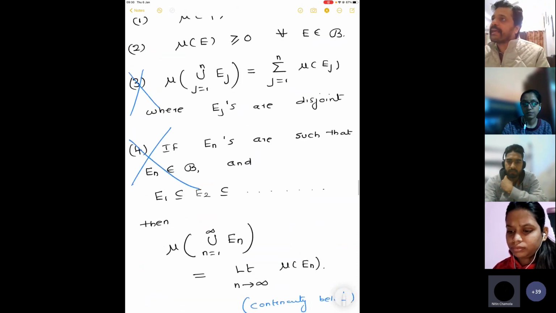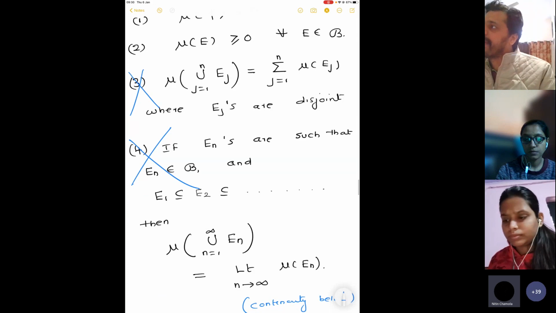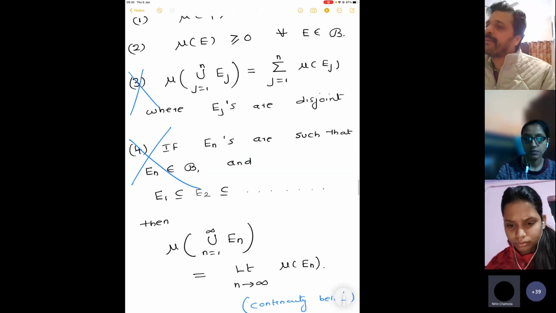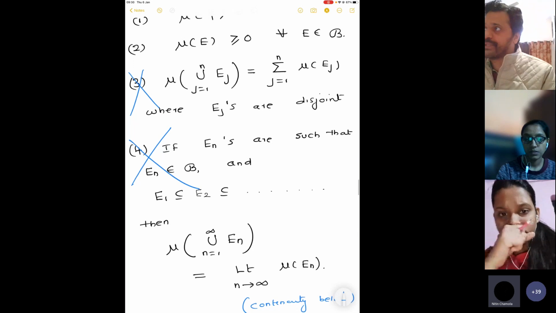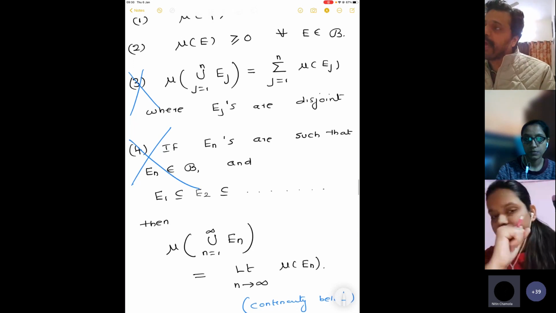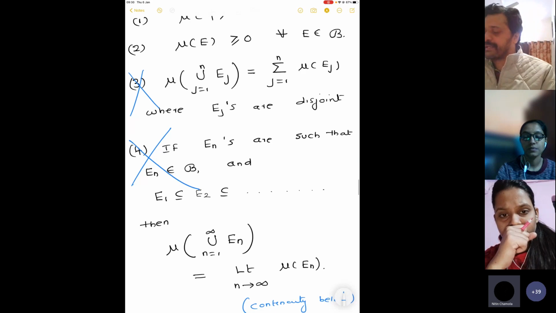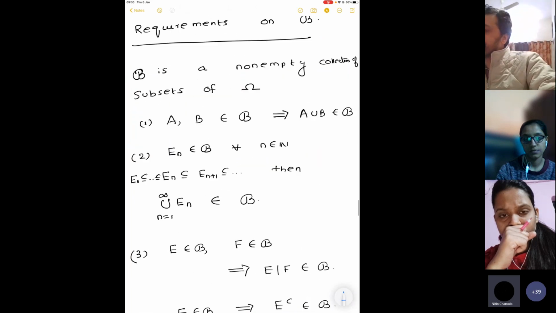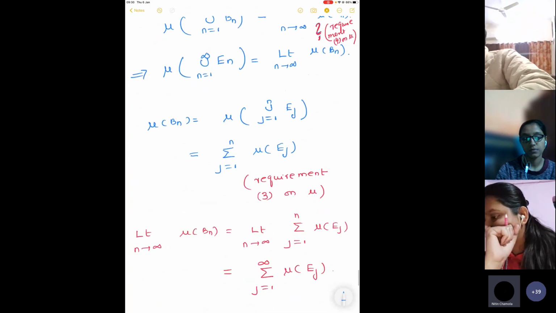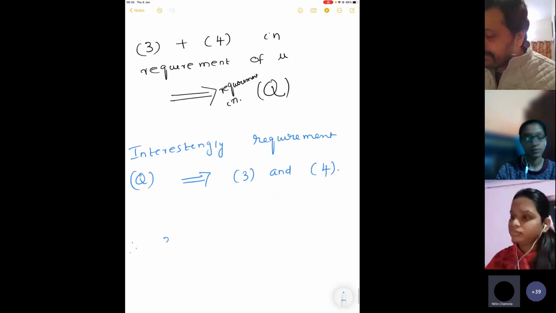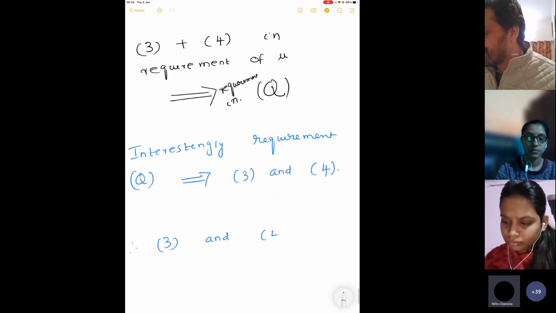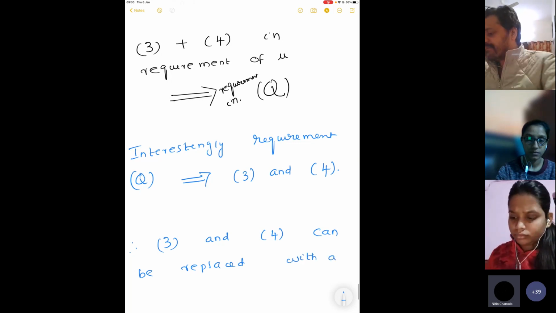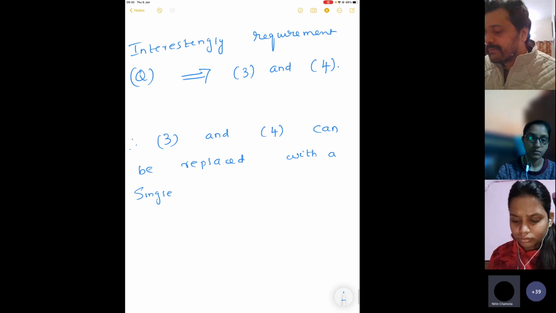3 happened because of the underlying principle that the whole is equal to a finite number of disjoint parts, and 4 happened because of the principle of exhaustion. Give me 5 minutes, I am concluding. So we observe that 3 and 4 can be combined into a single condition on mu, and therefore 3 and 4 can be replaced with a single condition in Q.